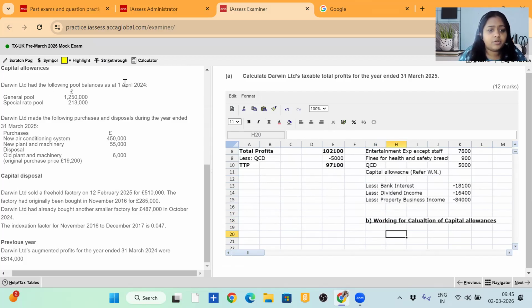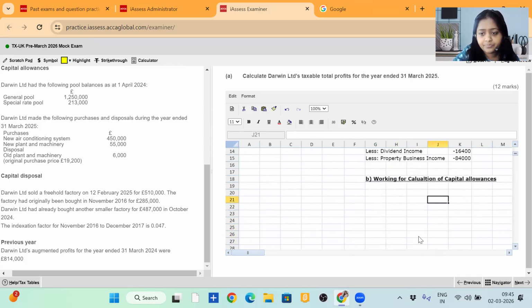Darwin Limited has the following pool balances: general and special rate pool. So we have a general pool, that is the main pool, and we have a special rate pool. And then I will write capital allowances. Okay, now we have a TWDV brought forward. So TWDV brought forward is given to you here. How much? 1,250,000. And here we have 213,000.